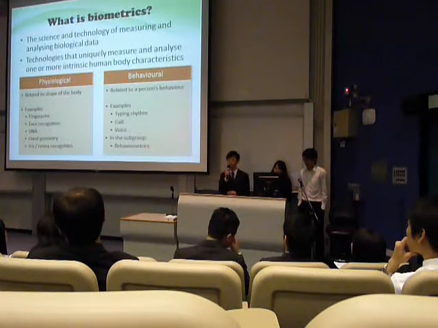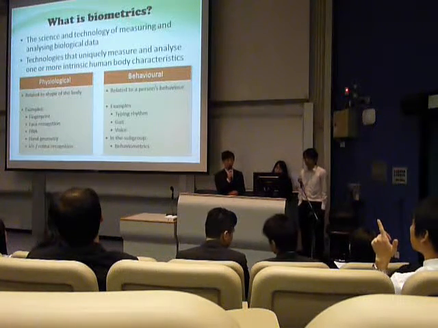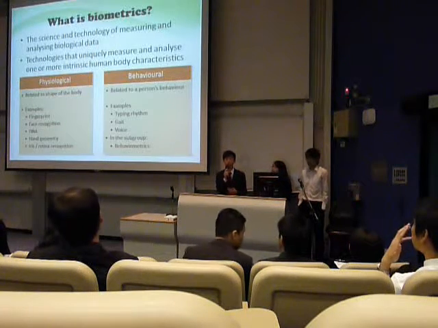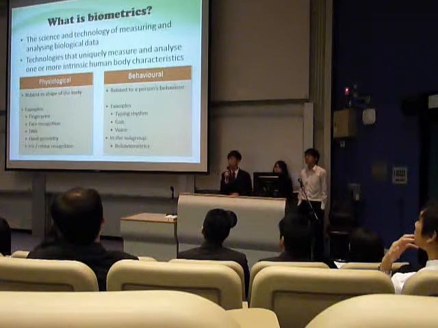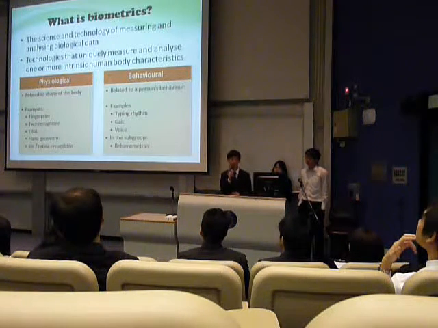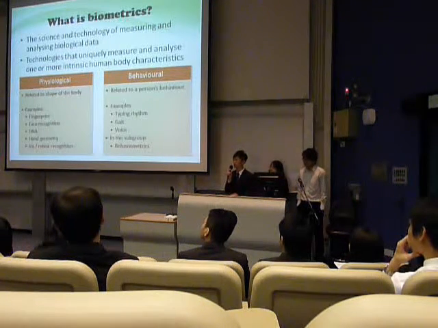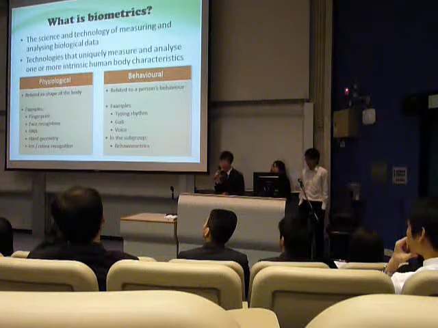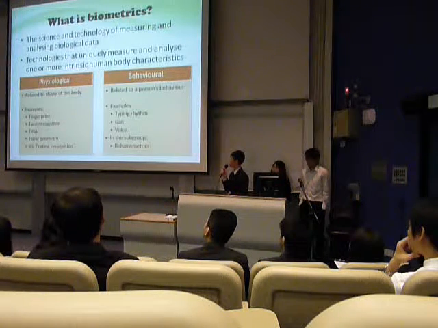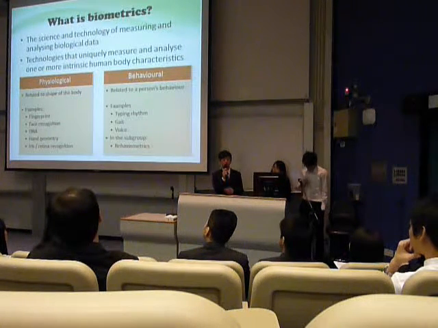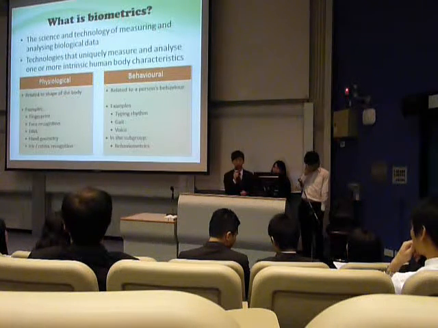So for biometric characteristics, there are two subgroups. The first one is physiological, which means those characteristics are related to the shape of the body, like the fingerprint, the face recognition, and the DNA. The second type is behavioral, which means those characteristics are related to a person's behavior, such as the typing rhythm, the writing rhythm, and the voice. Some scientists may regard this type as another subgroup, the behavioral metrics.